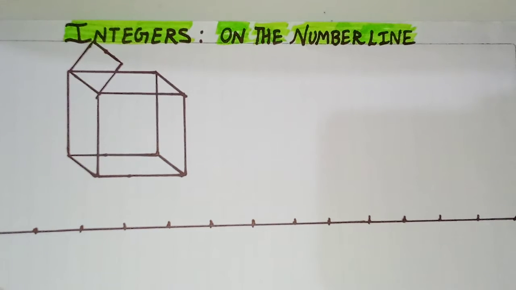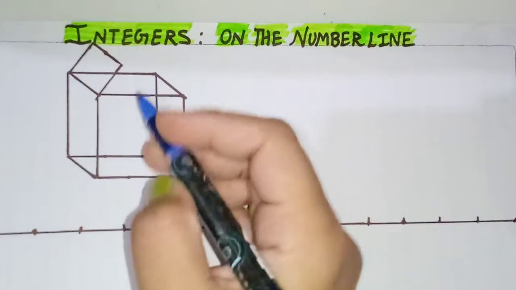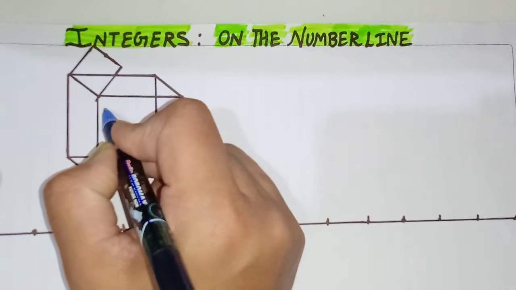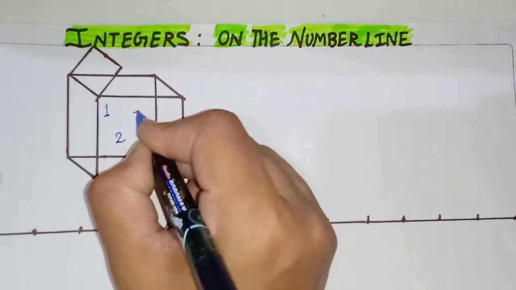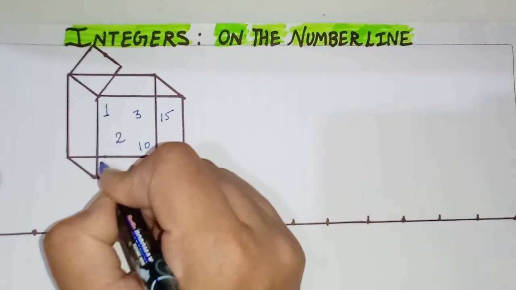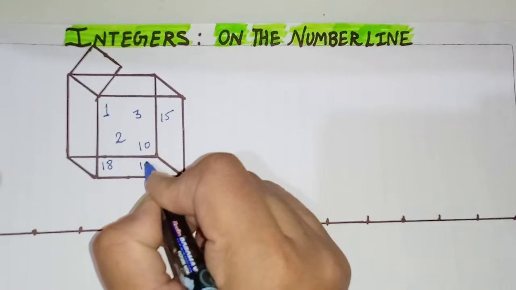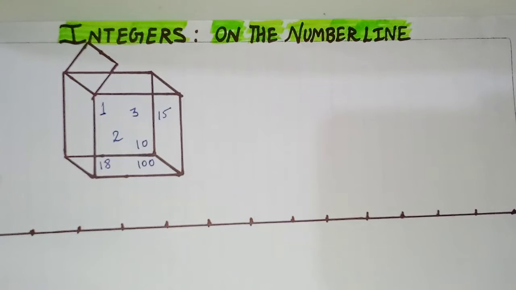Hello everyone, here we'll study about integers and their representation on the number line. Before doing this, it's a must to know what integers are. Suppose I am taking some counting numbers like 1, 2, 3, 10, 15, 18, 100. What do we call the counting numbers? Natural numbers, right?